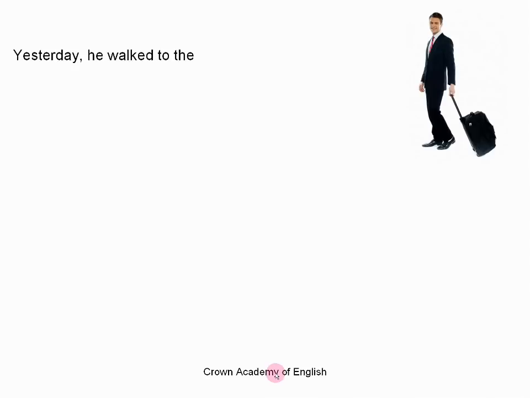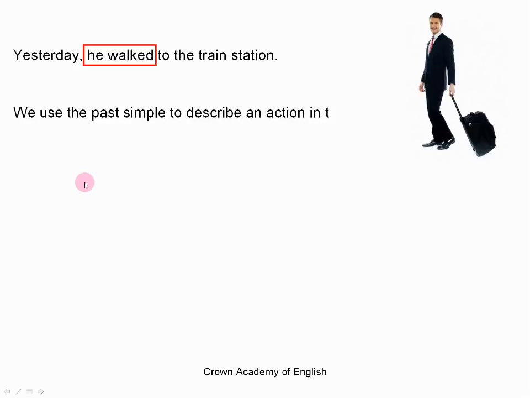So, yesterday he walked to the train station. So here is the form of the past simple tense. He walked. So he is the subject, and this is the verb. And so, as a general rule, we use the past simple to describe an action in the past. So this is the past simple.